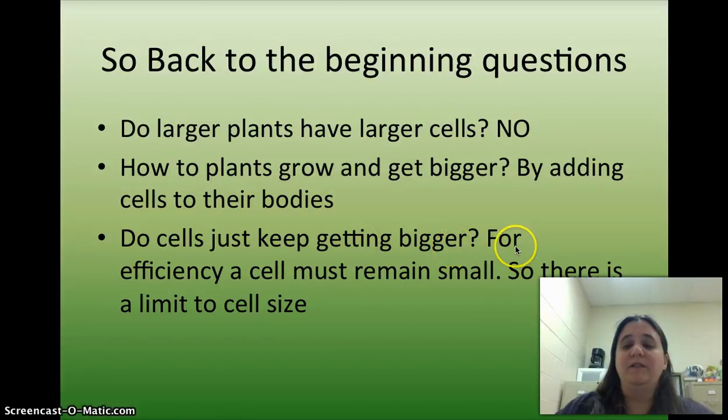And we know from our cell size that for a cell to be efficient, it must remain small. There needs to be enough DNA to control the cell, and there also needs to be enough surface area for the amount of volume that's there. So there is a limit to the cell size.